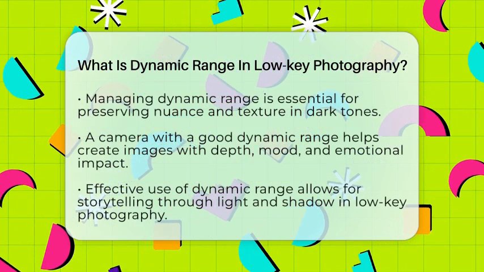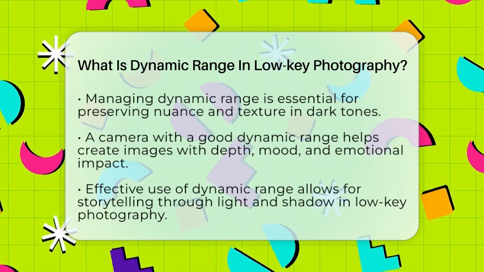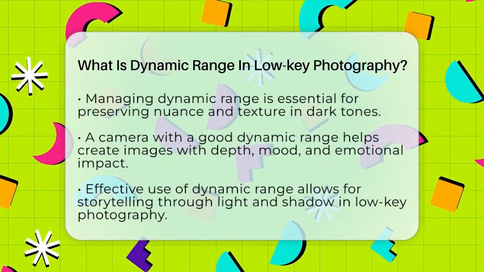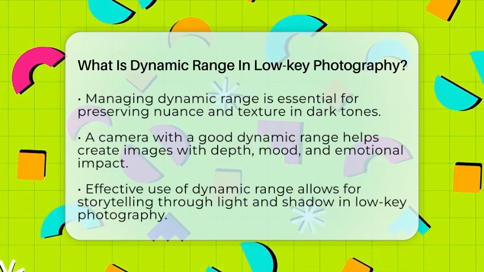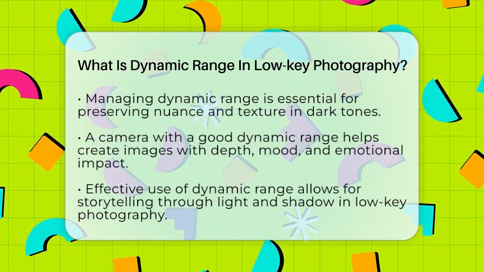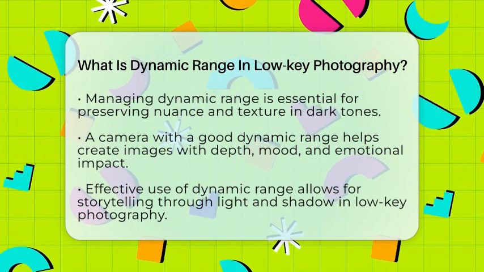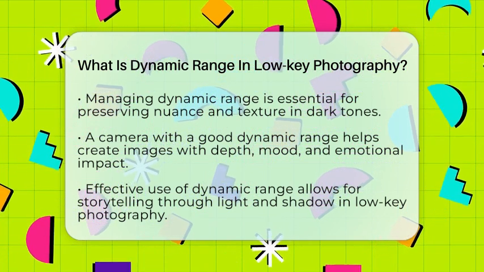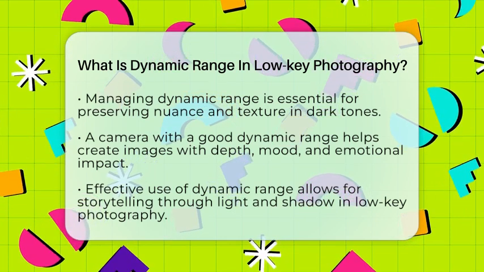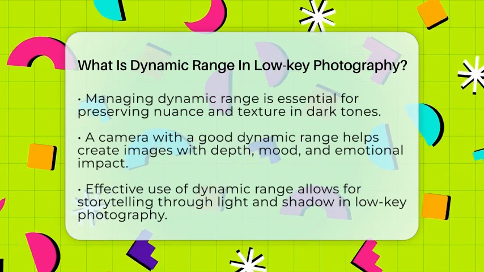In essence, dynamic range in low-key photography is about how well your camera can record the subtle differences within the dark tones and limited highlights of your scene. Having a camera with a good dynamic range means you can preserve detail in shadows and highlights, which is key to creating images with depth, mood, and visual interest. Properly managing this range allows you to craft powerful low-key images that evoke emotion and tell a story through light and shadow.